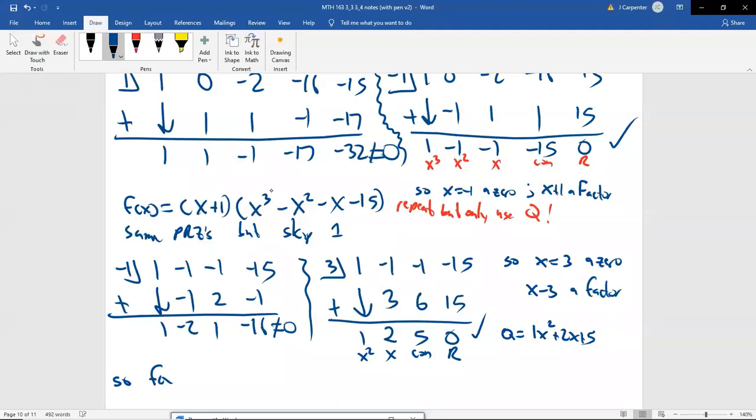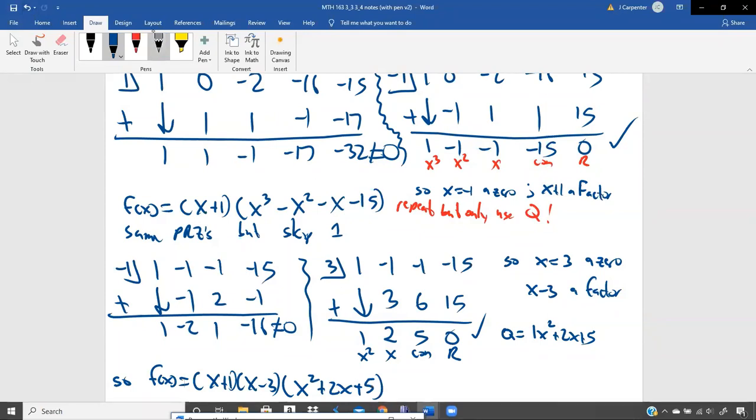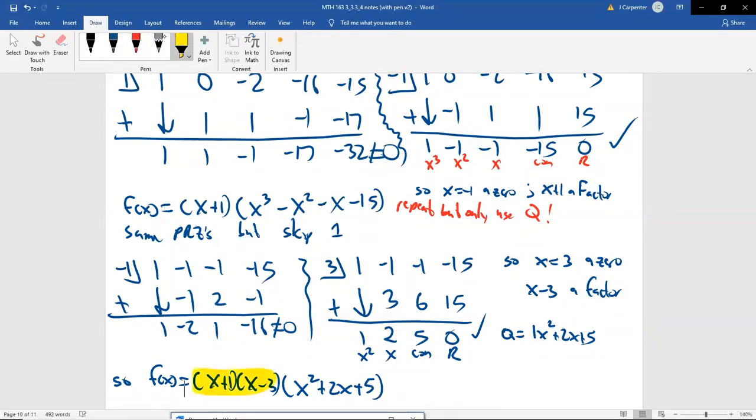So our function is now even more factored into the x plus 1, which we leave alone, the x minus 3, which we just found because positive 3 was the 0, times the quotient, which is, I'm not going to write the 1, x squared plus 2x plus 5. I was about to write 15. Undo, please. We already know everything from these 2 bits. All we're worried about now is this.